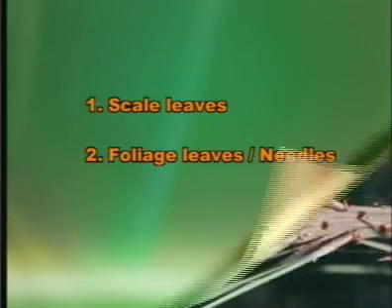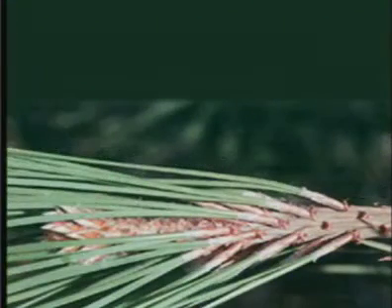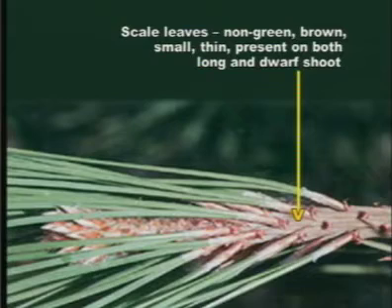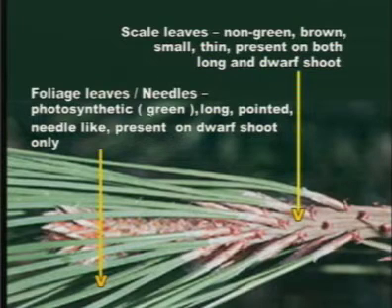Let's know about scale leaves of Pinus. They are non-green, brown, membranous, or we can say very thin, small and brown in color, found on both long and dwarf shoot. Then the foliage leaves or Pinus needle. They are green, photosynthetic, acicular, that means they are needle-like, and that's why we call them Pinus needles instead of saying the foliar leaves of Pinus.